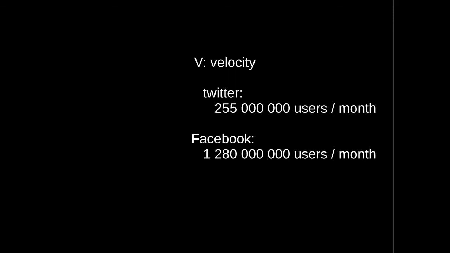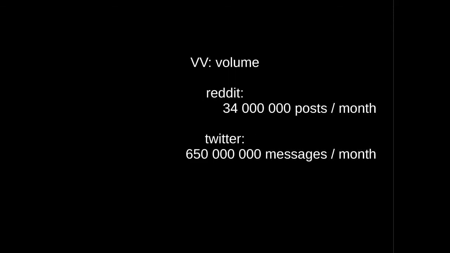So that's the velocity. How about the volume? How much do they write? Well, on Reddit you have 34 million posts per month. On Twitter, admittedly shorter messages, but you have 650 million messages per month. So that's the volume, that's our second V. And the third V is variety.